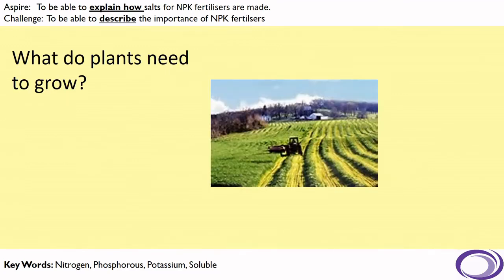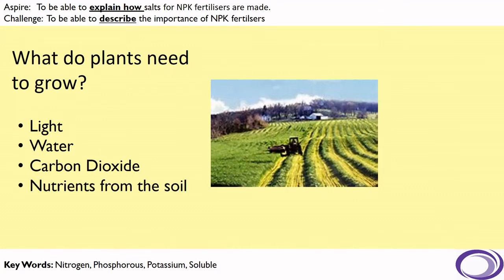So before we go into the topic of NPK, it's worth us thinking back to bioenergetics and thinking about photosynthesis and plants and their growth. What do plants need to grow? Now, hopefully you're thinking of the following: light, water and carbon dioxide for photosynthesis. But hopefully you're also thinking of the nutrients that the plant needs from the soil.